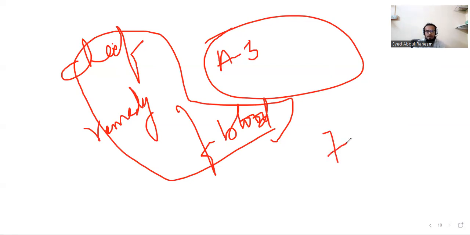So how many plants do we have in A3? 7 plants. What are those? Arnica montana, Avena sativa, Malva sylvestris, Sanguinaria canadensis, Hydrastis canadensis, Pulsatilla vulgaris, and Artemisia abrotanum. Okay, Artemisia abrotanum. So these are the 7 plants which are present in A3.